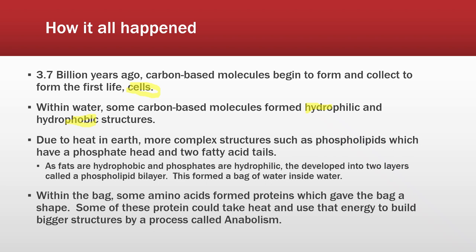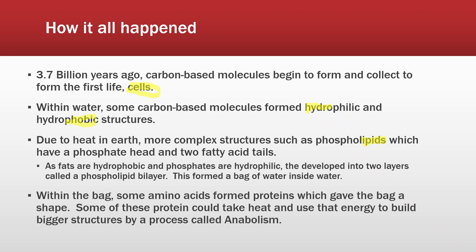Now, due to heat in the Earth, more complex structures form, such as something called a phospholipid. Again, if you break apart the word, lipid would be a fat molecule, and phospho would be something with phosphorus, so a phospholipid would have a phosphate head and fatty acid tails. This has a hydrophilic portion and a hydrophobic portion. The fats are hydrophobic and the phosphates are hydrophilic. They arrange in water, forming two layers of membrane called a bilayer. So it's called the phospholipid bilayer. Bi means two, layer. These form little bags of water inside water.